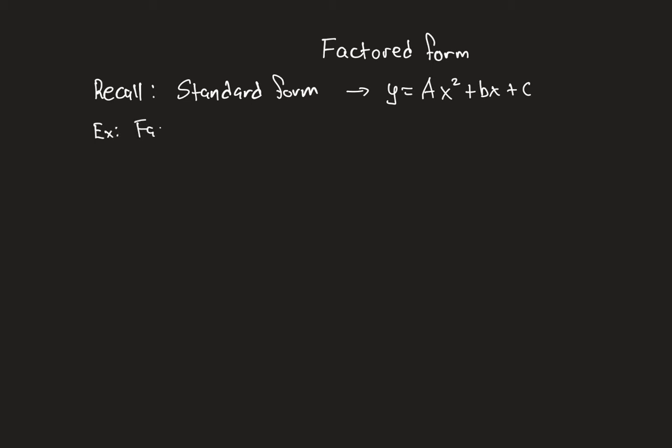So let's factor the following. Y is equal to 2x squared plus 6x plus 4. Now, when we fully factor this, remember, your first thing that you're going to do is common factor, if you can. And I can in this case. I can take out 2, which will leave me with x squared plus 3x plus 2. And then I can factor further because I know 2 times 1 will give me 2, and 2 plus 1 will give me 3.